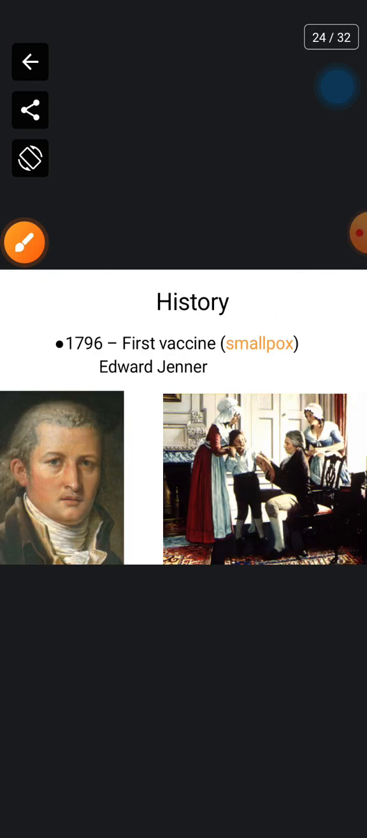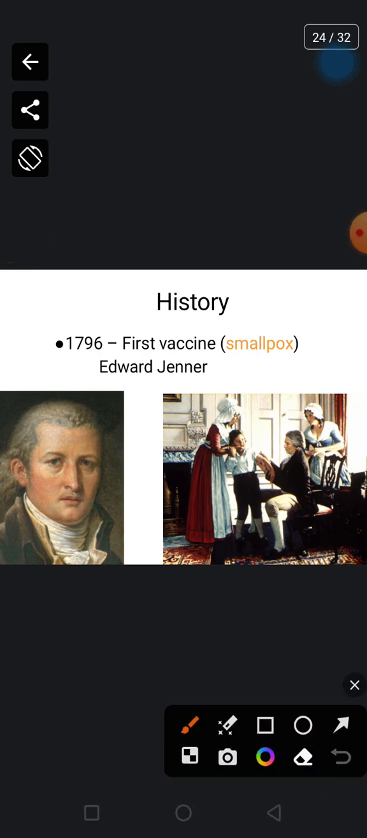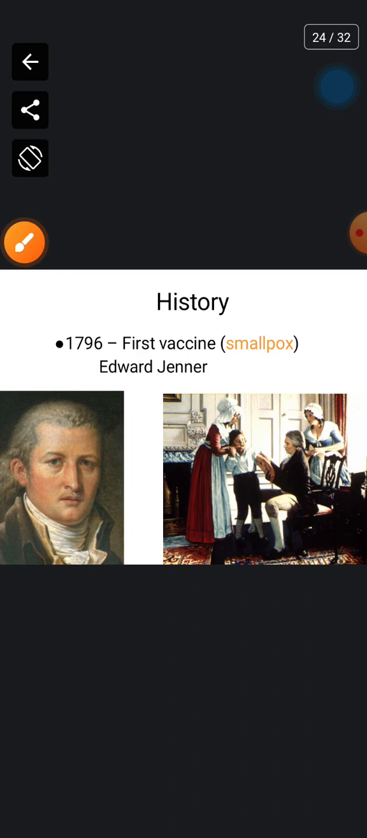Now again, to revise: in 1796, Edward Jenner made the first vaccine against smallpox. He injected the weakened antigen of smallpox into a small boy, and after that he saw that some symptoms appeared in him, and after that he lived as a healthy person. So he concluded that this is the process of vaccination by which you can treat a disease.